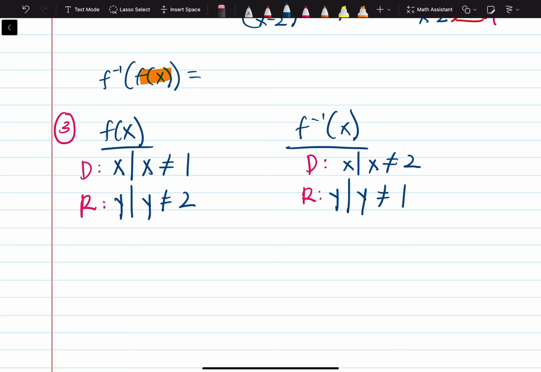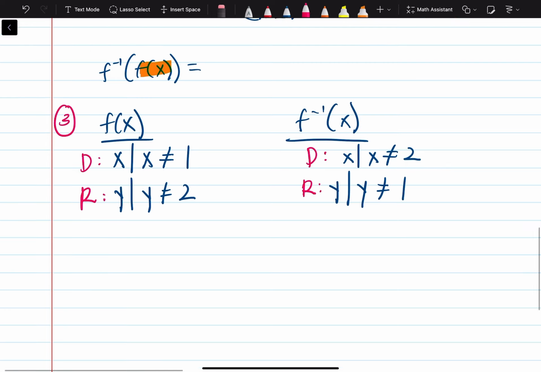Okay, there's one more part to this inverse notes. The last part is I want you all to see the relationship of a function and its inverse on a graph.